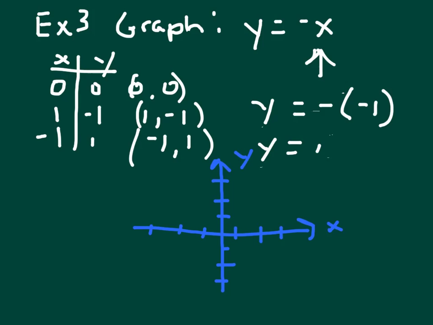All right, so let's see, 0, 0 is right there. 1, negative 1, move right 1, down 1, about right there. And then move left 1 and up 1, so about right there. And then I take a ruler and I can draw a straight line through that. And the name of this equation is y is equal to the opposite of x. And this is called graphing linear equations using an x-y table or a t-table.